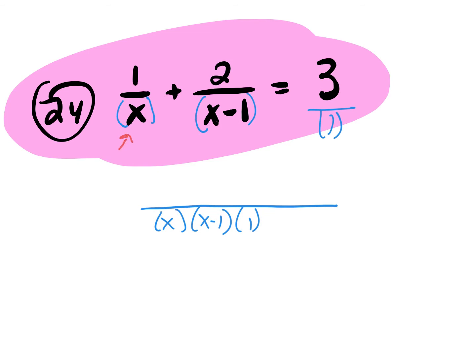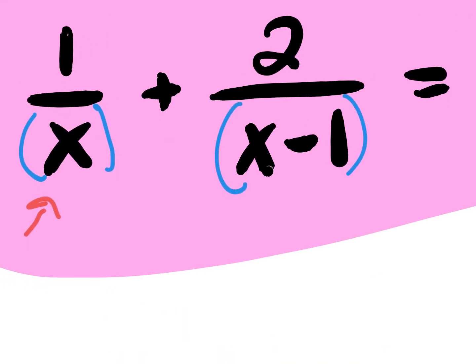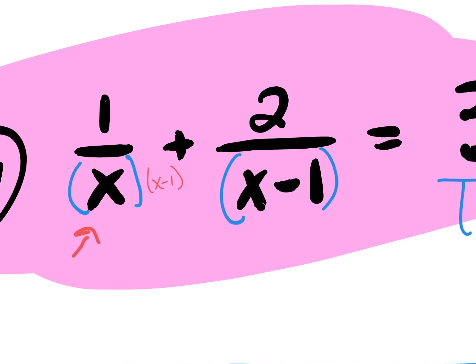So now you just look at each fraction individually. Look at this first one. This denominator has an x. What is it missing from the blue? It's missing the x minus 1. So if you put the x minus 1 on the bottom, you have to multiply it where? To the top. X minus 1. Good. Now let's look.